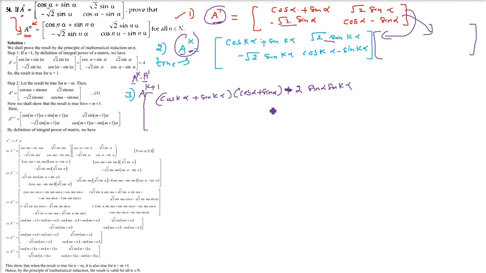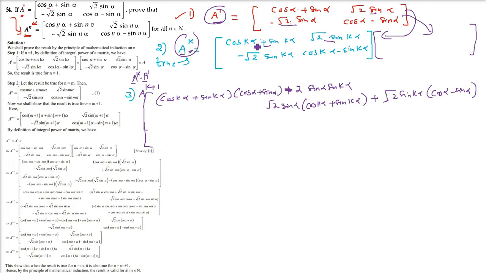Now the first row with the second column. I am multiplying cos k alpha plus sin k alpha with root 2 sin alpha. So root 2 sin alpha into cos k alpha plus sin k alpha. You can always use k as m also. Plus, now root 2 sin k alpha multiplied by cos alpha minus sin alpha. That is, the second value of the first row of the first matrix multiplied by the second value of the second column. So cos alpha minus sin alpha.